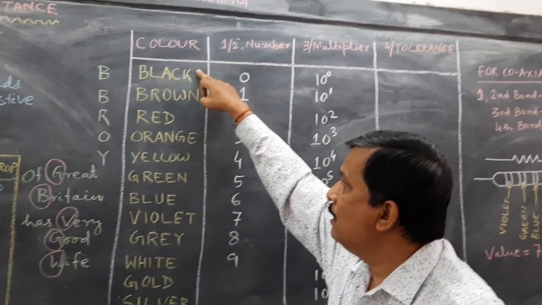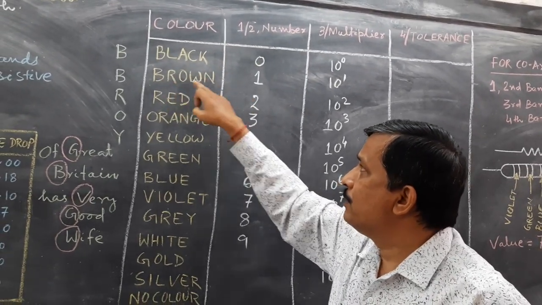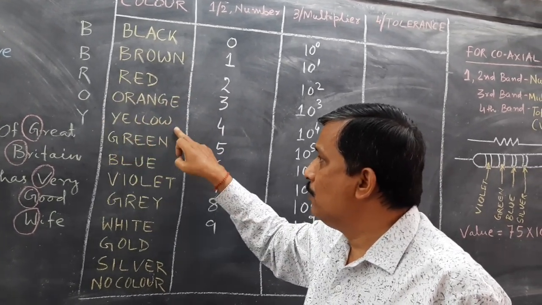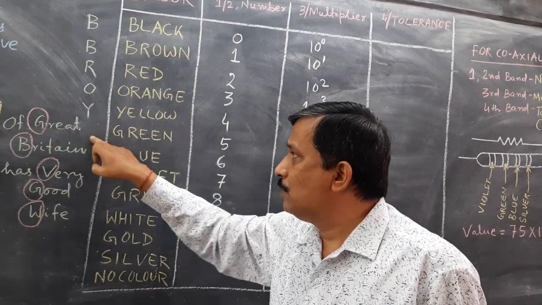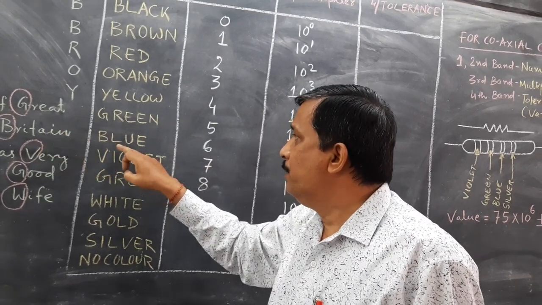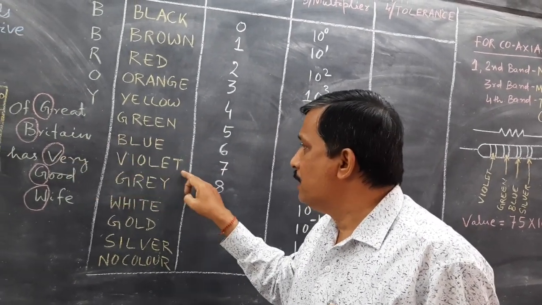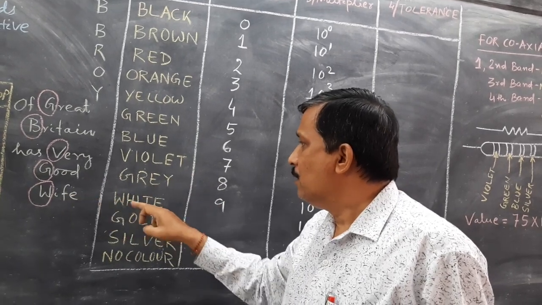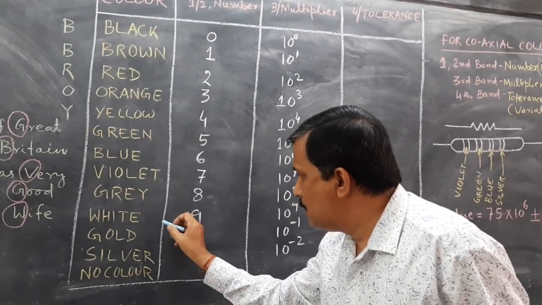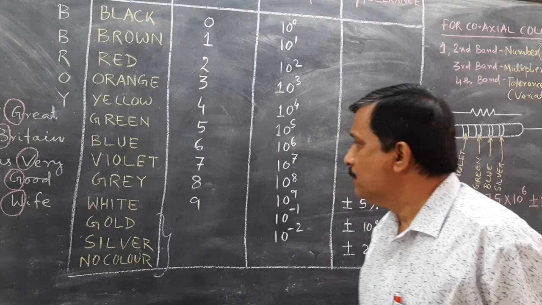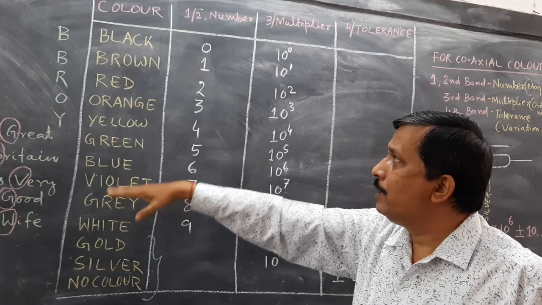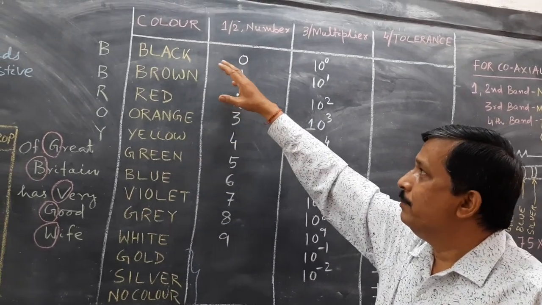First it starts with black, so B stands for black, B stands for brown, R stands for red, O stands for orange, Y stands for yellow, Great Britain. So the letter G is green, B is blue, then V is violet, G is grey, and the first letter of W is white. These are taken, and these three values are the tolerance. So, just like you write Baby Roy has a great bit and has a very good wife, you should also have a very good wife.